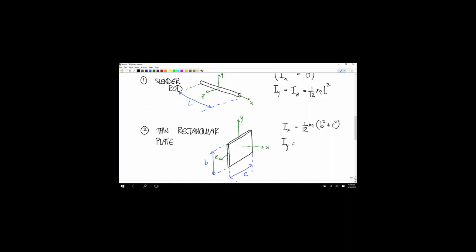And what's the length that matters in that case? So we're going to have 1/12 times the mass times either b squared or c squared. C, exactly. And then about the z-axis, it's the same story, except this time the length that matters is b. So 1/12 mass times b squared. Yes, that's right.